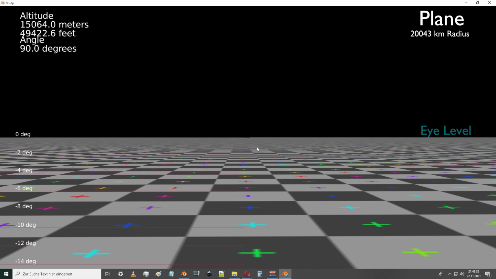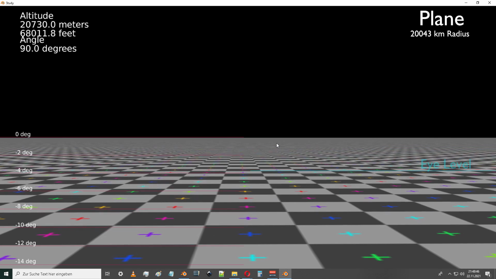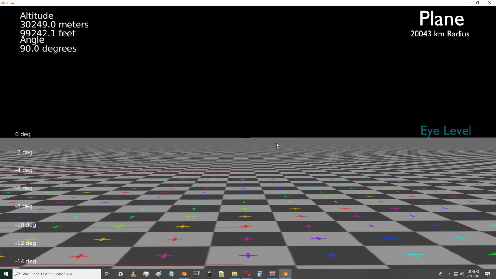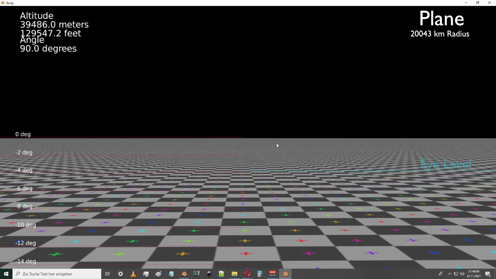15,000 meters. Let's go. Now you see eye level depreciates a little bit. But still a completely plain horizon. There's nothing really indicating a curvature. 30,000 meters. It's very high already, right? Nearly 100,000 feet. Let's go up. 39,000 meters. Felix Baumgartner jumps from this height.